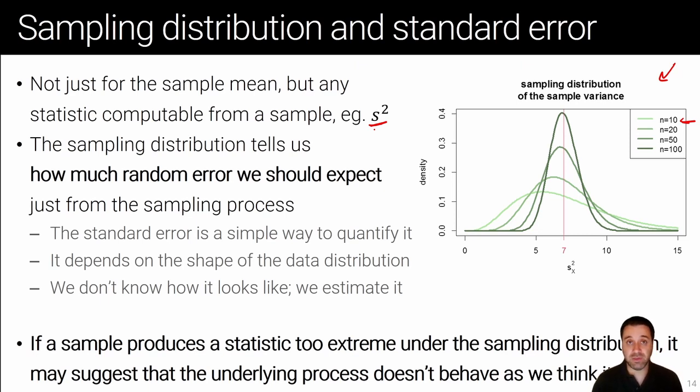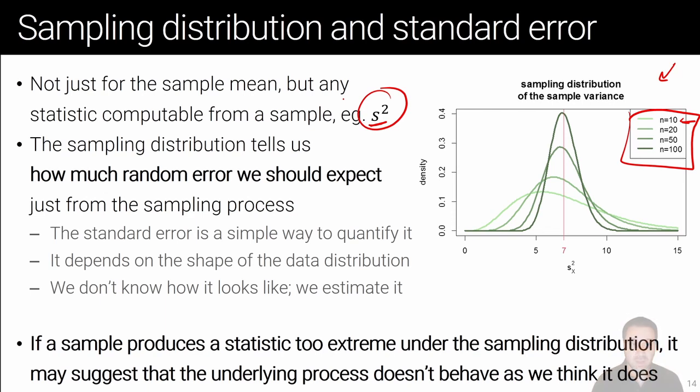just from the sampling process, because we cannot study all the population. How much error should we expect in the first place? Again, conditioned on the sample size. And so the standard error is very simple to quantify this. It's the standard deviation of this sampling distribution. It depends, of course, on the shape of the data distribution. It depends, of course, on the specific statistic we want to estimate. We have no idea what it looks like, but we can estimate it.